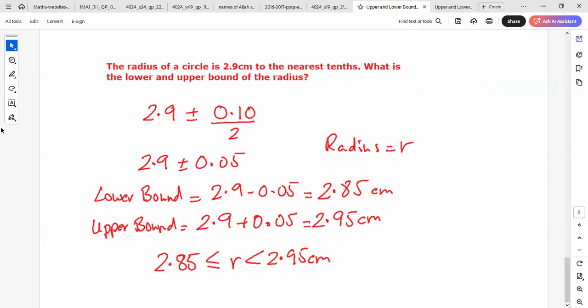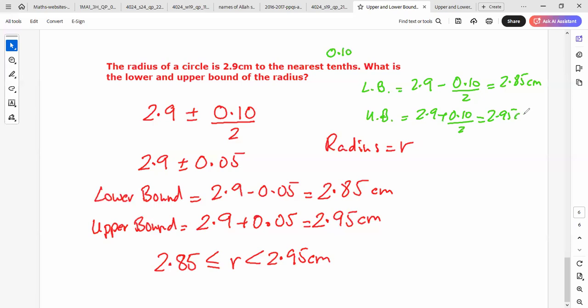This time you're rounding to the nearest tenths. Tenths in place value is 0.1. So the lower bound will be 2.9 minus 0.1 over 2, which comes out to be 2.85 centimeters. The upper bound will be 2.9 plus 0.1 over 2, which is 2.95. Again, as an inequality, I will write it as 2.85 is less than or equal to r is less than 2.95 centimeters.